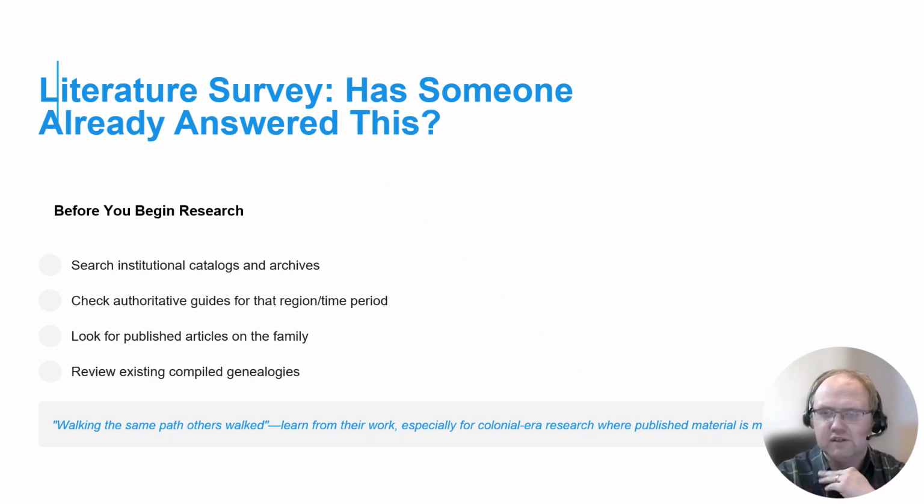So before you start searching census, church records, land records, do a literature survey. That also includes online trees too. I'm not saying copy what somebody found. You've got to remember to vet. Published work does not mean it's proven work, but somebody has researched the family. You can learn from their work, see the sources they've consulted, conclusions reached, and gaps you've noticed.